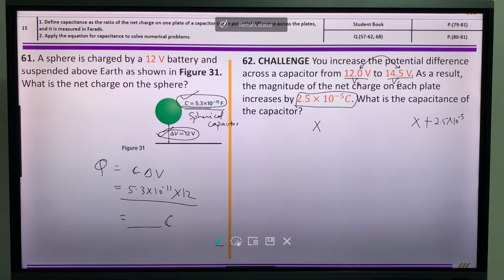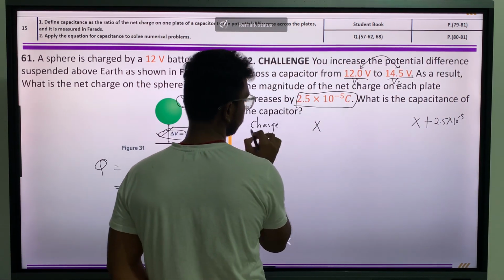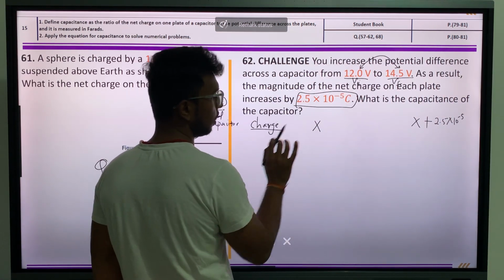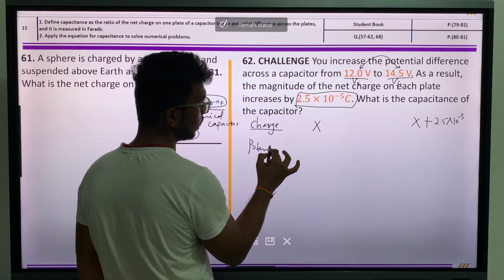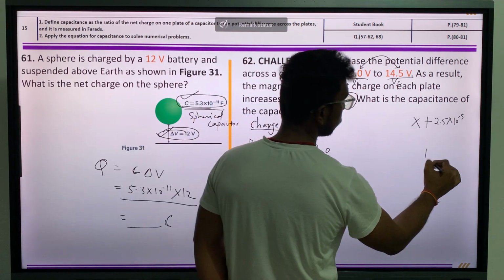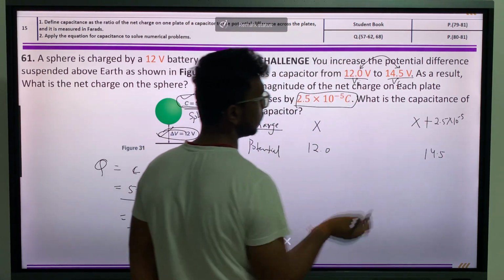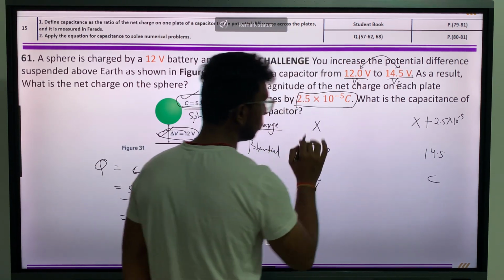What is the capacitance? This is the charge initially. The voltage, or the potential, is 12.0 and here it is 14.5. The voltage I have increased. What is the capacitance? Capacitance here is C, and here also it is C. I need to find that out.